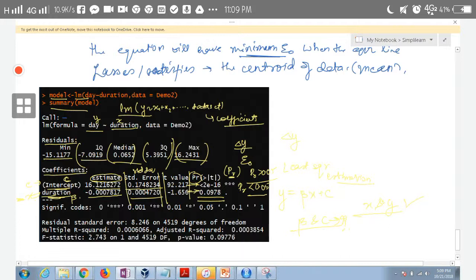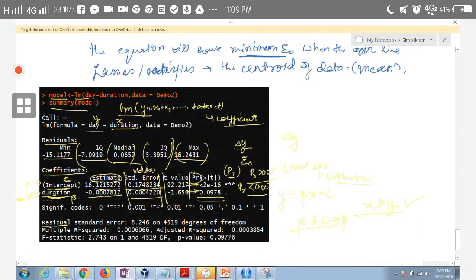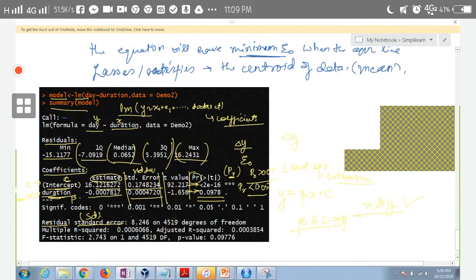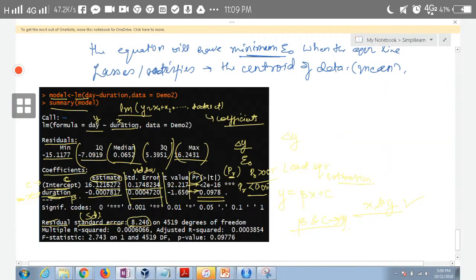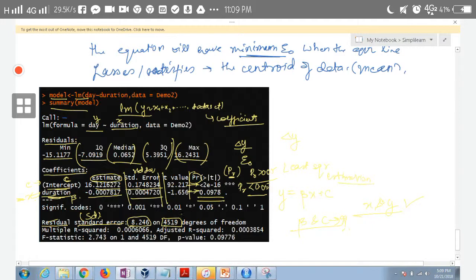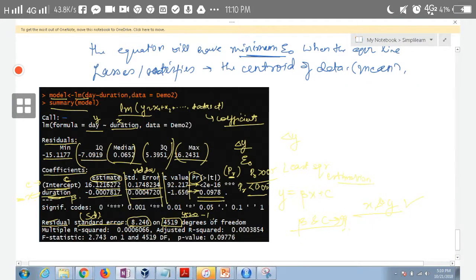Got it? Now, residual standard error. Again, standard error is nothing but standard deviation. It is the standard deviation of residual. So the standard deviation of residual is 8.24. Great. And what is the degree of freedom? 5419. Why? Because the total number of observations is 5420, minus 1.